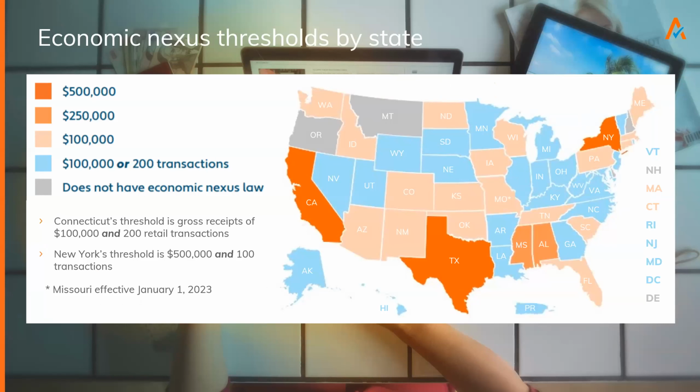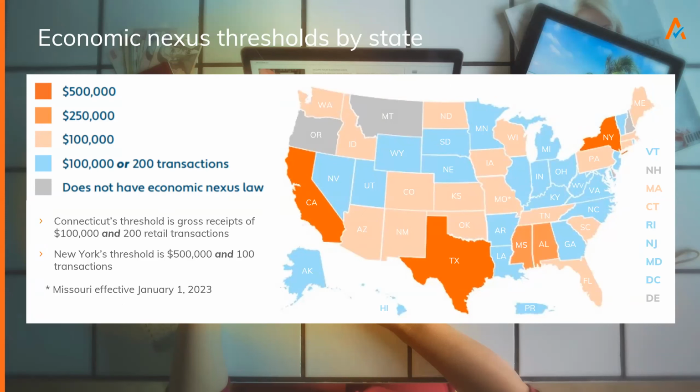First thing that we look at is there is some variance state to state on what that threshold is. It would be nice, of course, if there was more of a uniform level so we could track one number or one metric across the different states where you're doing business. Unfortunately, that isn't the case. So we see some states who are looking at $500,000 in revenue be their economic nexus tier, some at $250,000, some at $100,000, and then we have even some that are at $100,000 or just 200 individual transactions.